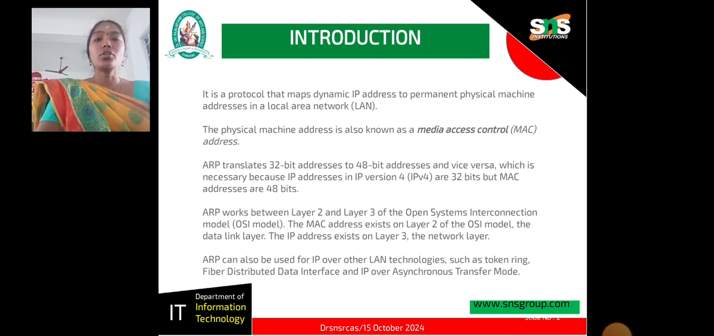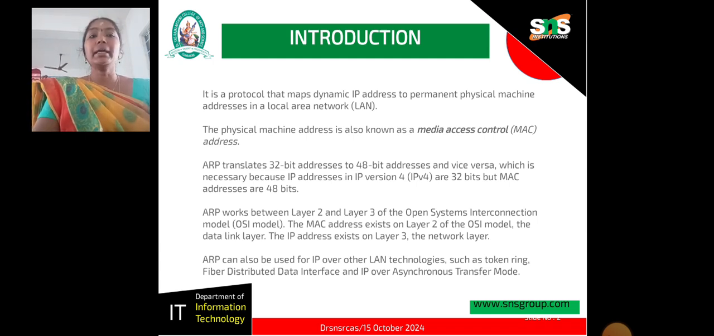This type of protocol is used to deliver packets through IP addresses. The ARP protocol is used to map a dynamic IP address to a permanent physical machine address, which is mainly focused on the local area network. Wi-Fi is used outside, but in a LAN the IP addresses are the main focus. So ARP mainly focuses on dynamic IP addresses. The physical machine address is also known as the Media Access Control, that is, the MAC address.